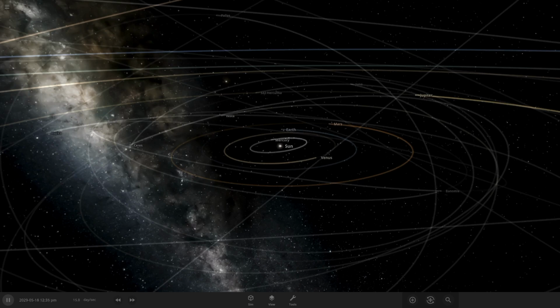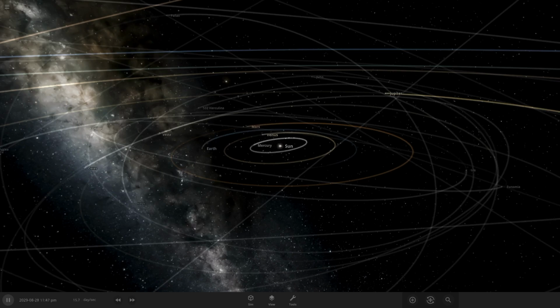To get a sense of the size and power of Betelgeuse, we'll replace the Sun at the center of the solar system with that star. Let's see what happens when a 10 solar mass red supergiant star is placed in the center of our solar system.